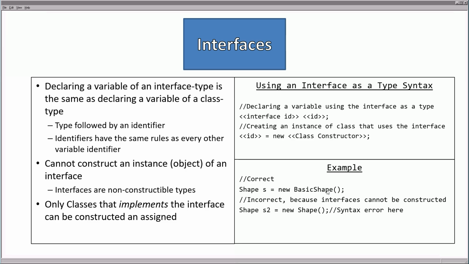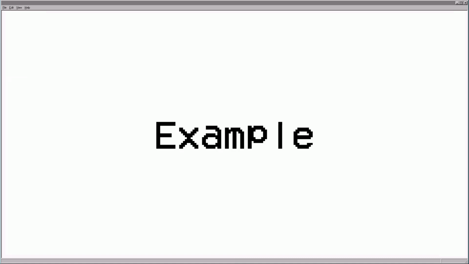So in our example, our interface was shape. And what we do is we construct a basic shape because this implemented this interface shape. However, this would create a syntax error because you cannot construct an instance of an interface, only a class that implements that interface. Now, let's see an example of how this works.